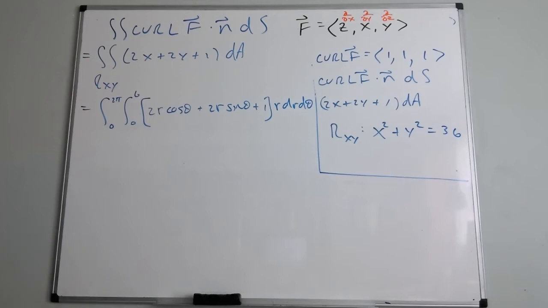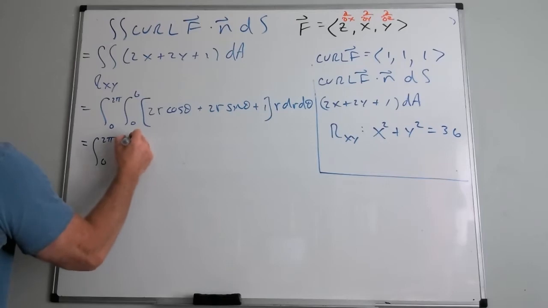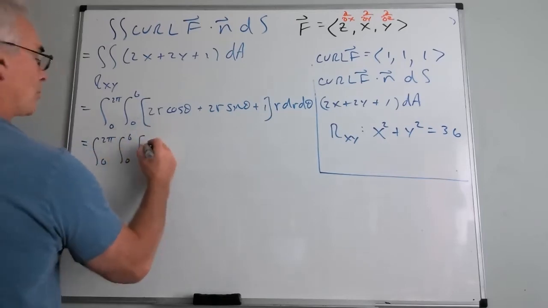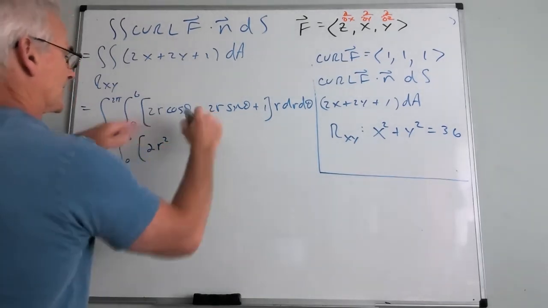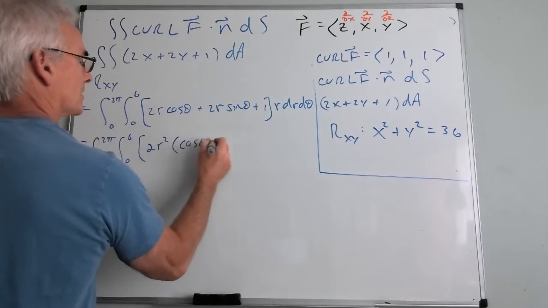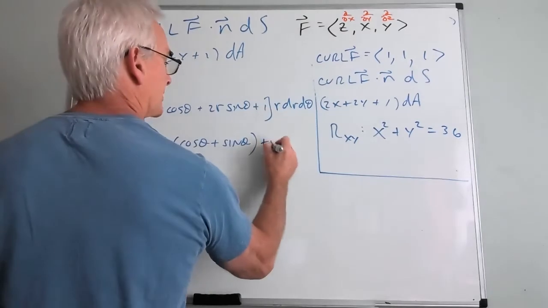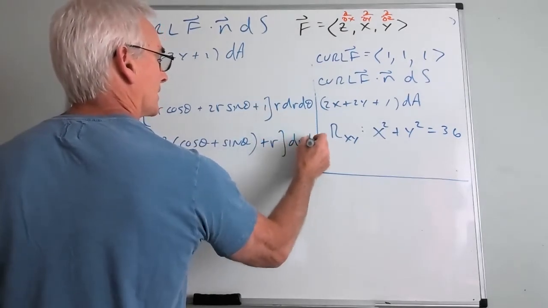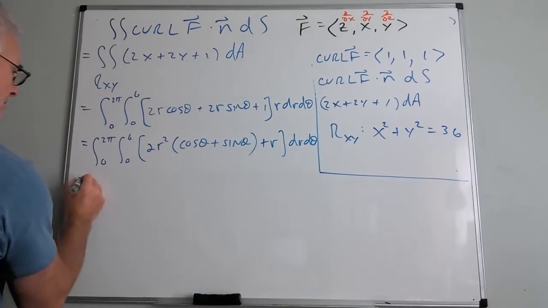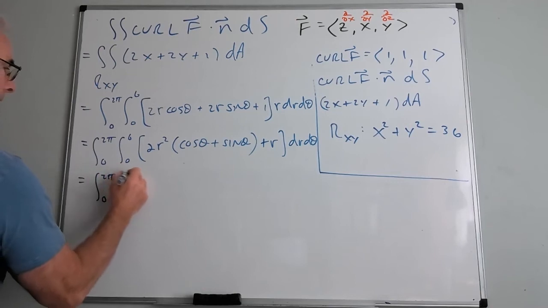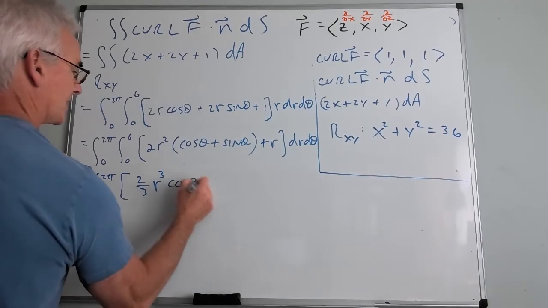Okay. So I need to distribute. So 2r squared. In fact, if you want, you can factor out these 2r. So you can say 2r squared times cos theta plus sine theta if you'd like. Nothing wrong with that. But don't forget that r plus r dr d theta. Okay, so far so good. So when I integrate that, I will have 2/3 r cubed cos theta.